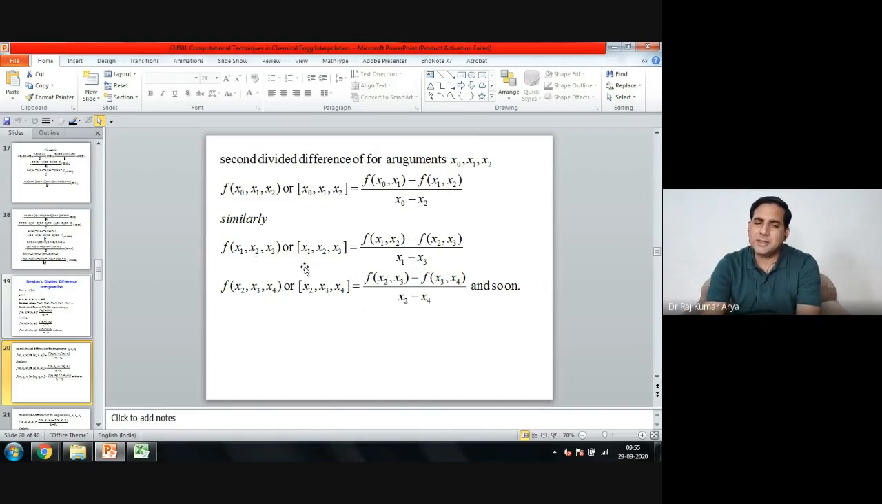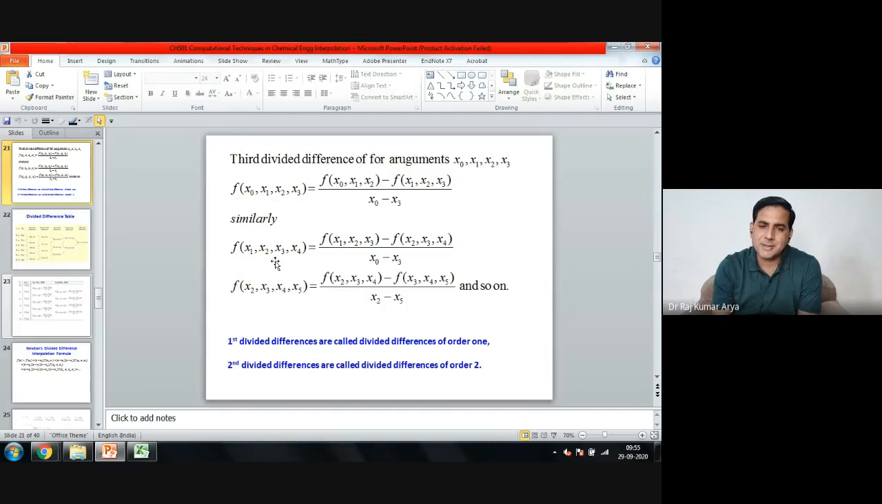Then, in the same way, you can calculate your third divided difference. The third would be calculated based on this one and this one: x0, x1, x2 minus x1, x2, x3. So you can calculate the third divided difference in that way. So once you have all divided differences, this is the third one here, and then the first divided difference is order 1, second is order 2, order 3.